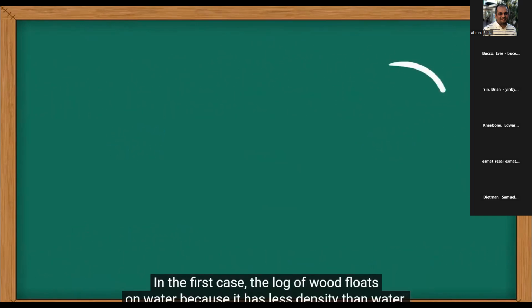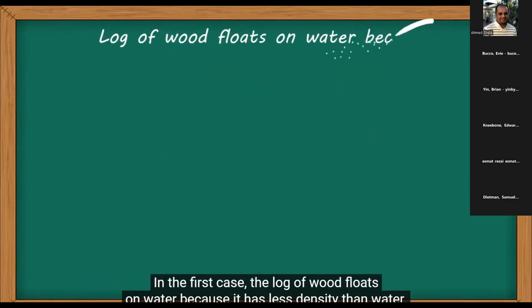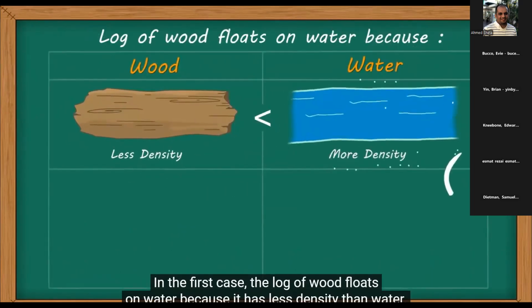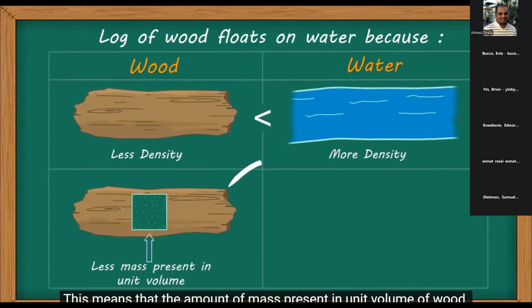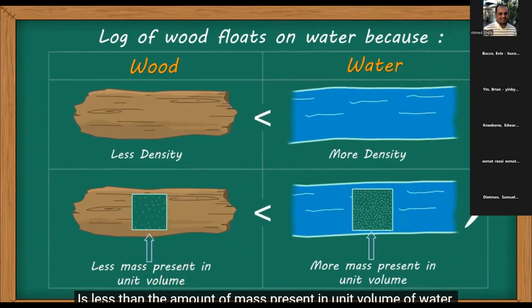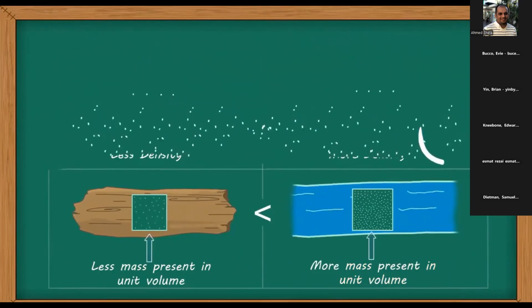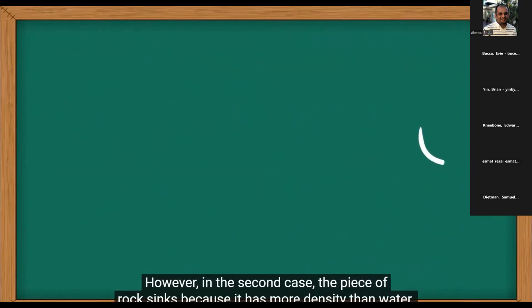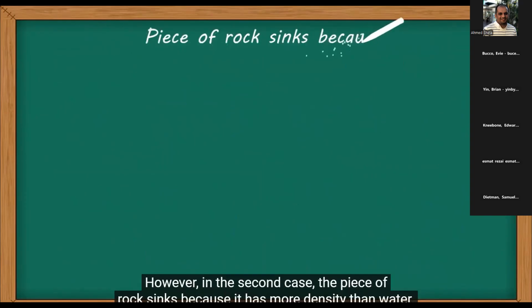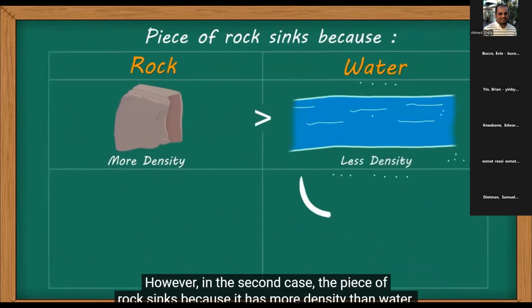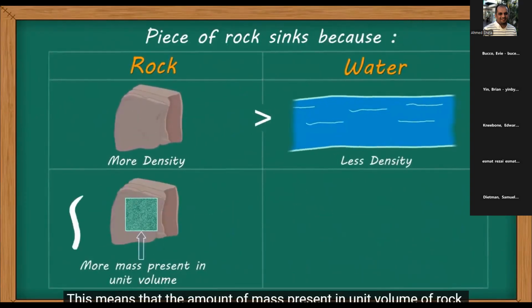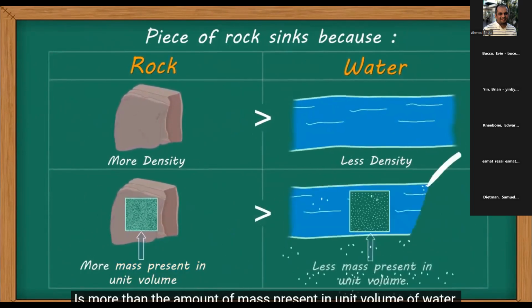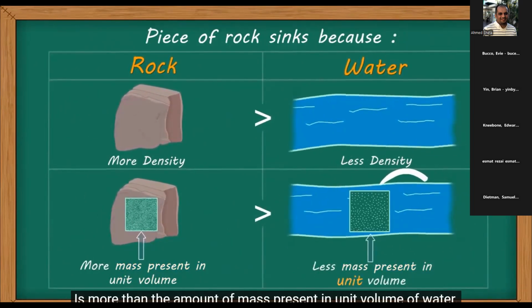In the first case, the log of wood floats on water because it has less density than water. This means that the amount of mass present in unit volume of wood is less than the amount of mass present in unit volume of water. However, in the second case, the piece of rock sinks because it has more density than water. This means that the amount of mass present in unit volume of rock is more than the amount of mass present in unit volume of water.